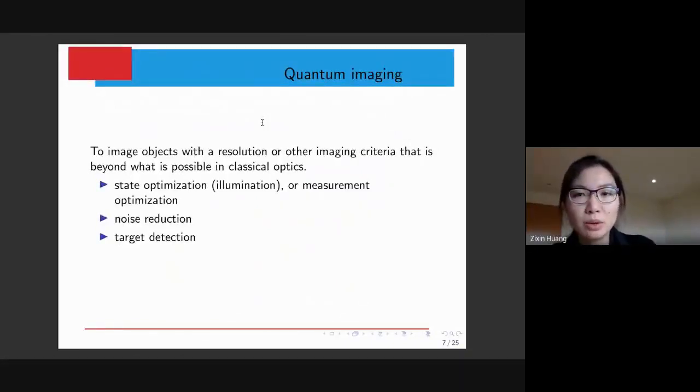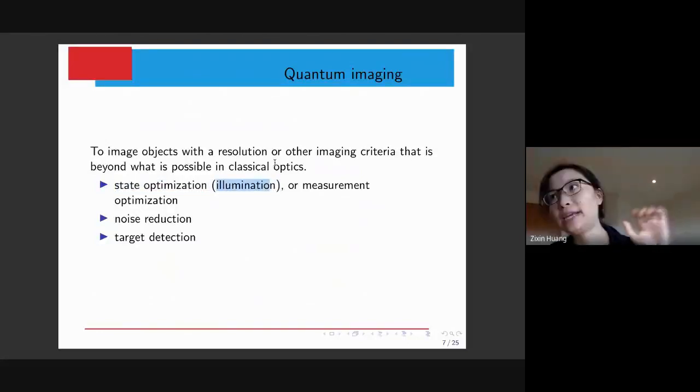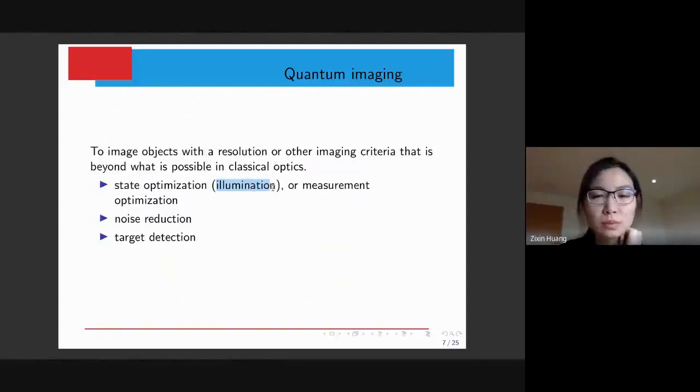So now let's talk about quantum imaging. Imaging is about taking a picture of something, and quantum imaging wants to image objects with a resolution or other criteria that is beyond what is possible in classical physics. Typically there are two ways of going about it. We can either do state optimization. Here we're allowed to illuminate the object, so we can shine things onto the target object. Or we can perform measurement optimization.